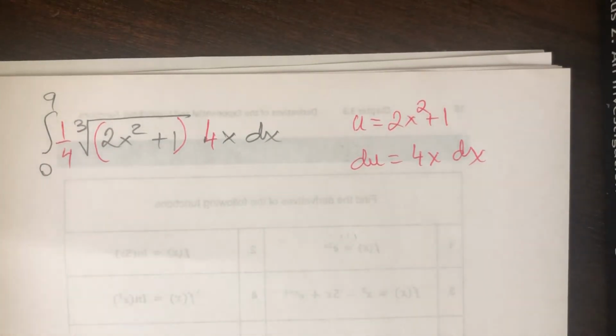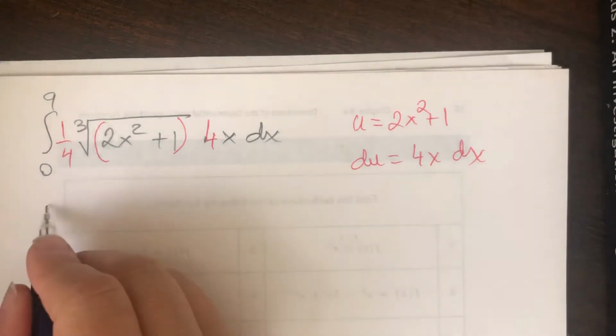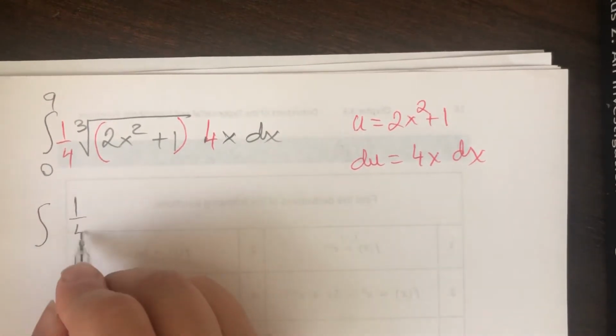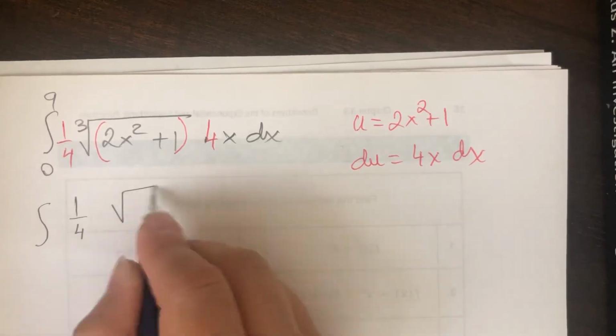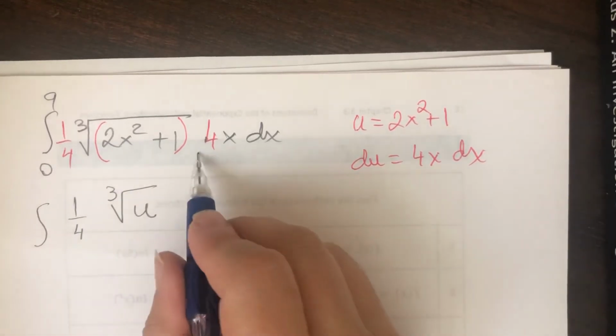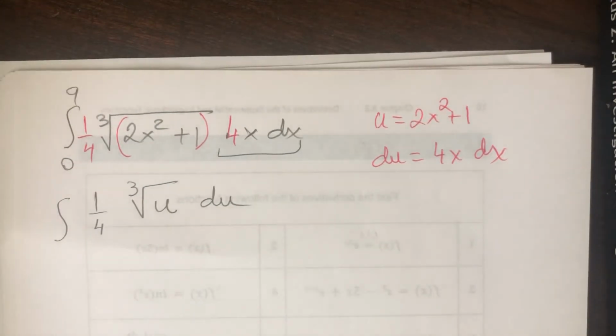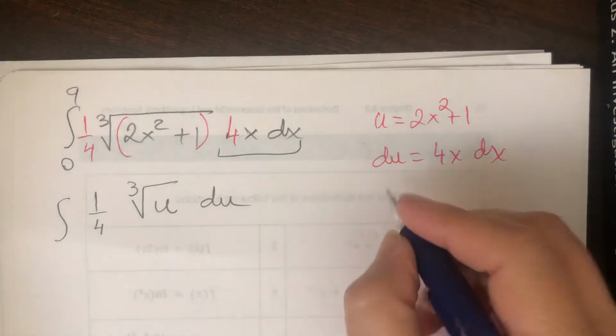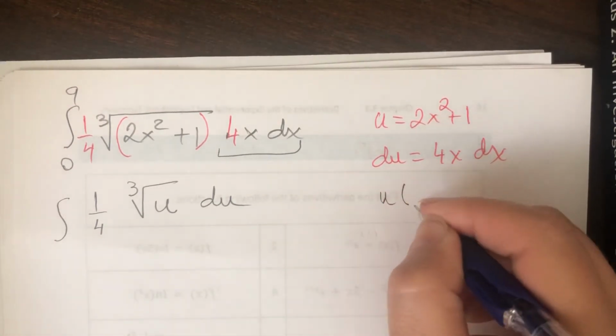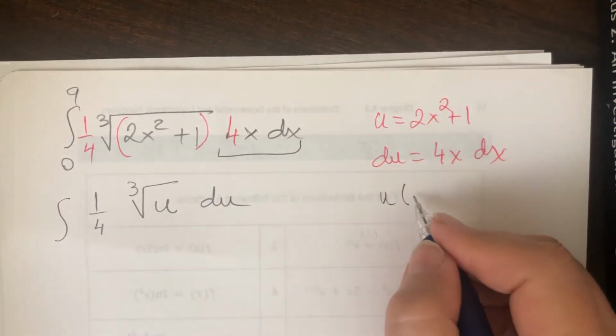Okay, so let's substitute all of this. So I have the 1/4. I have the cube root of u. And the 4x dx is du. So now it's up to you. Again, it's a definite integral. What do you want to do? Do you want to leave it in terms of u's? Again, if you leave it, you need to change the limits of integration.